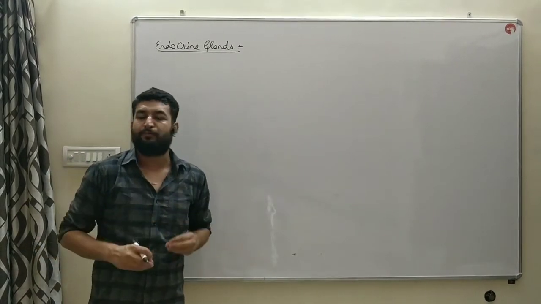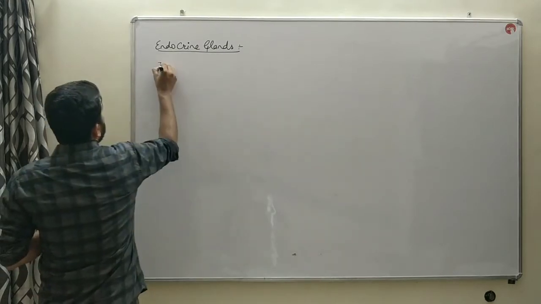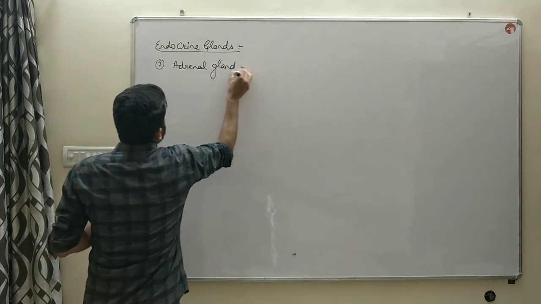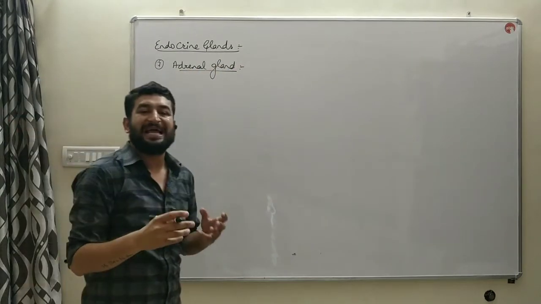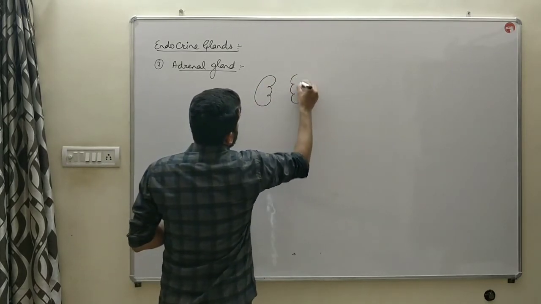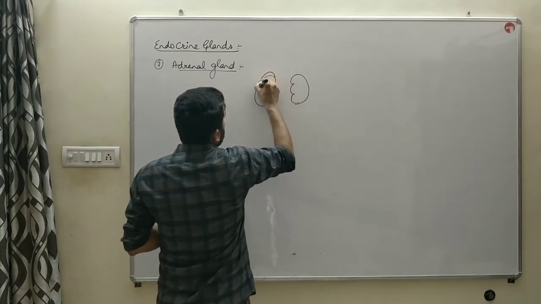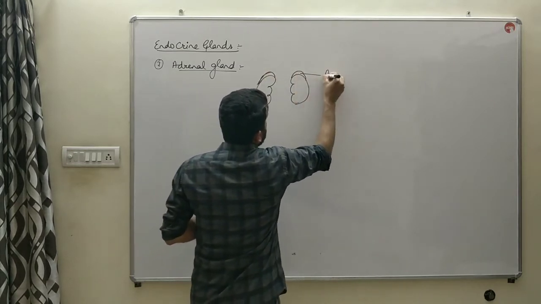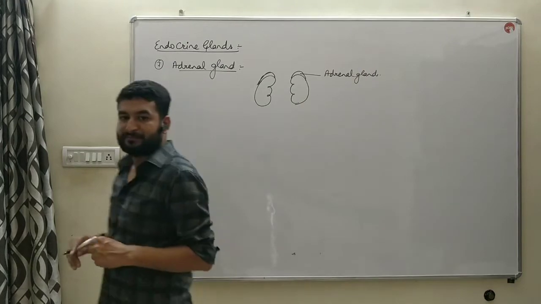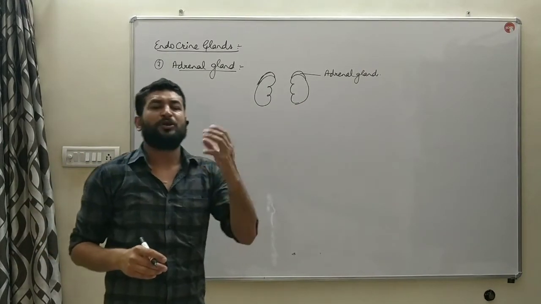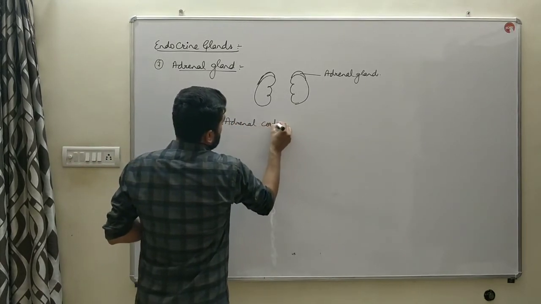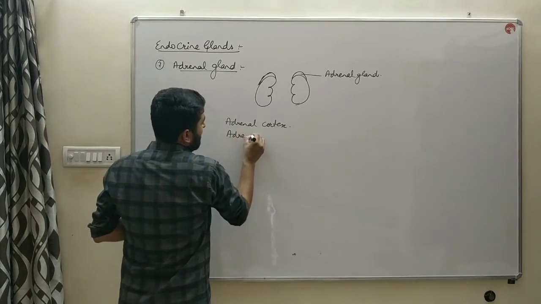Next, and a very, very important gland which we have to discuss is the adrenal gland. These are a pair of triangular shaped glands present over the kidneys. As we draw the diagram of kidneys in the excretory system, there are two triangular shaped glands present over the kidneys, and those are known as adrenal glands. Adrenal gland has two regions. The outer region is the adrenal cortex, and the inner region is the adrenal medulla.